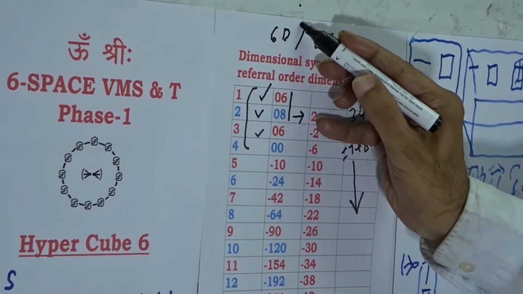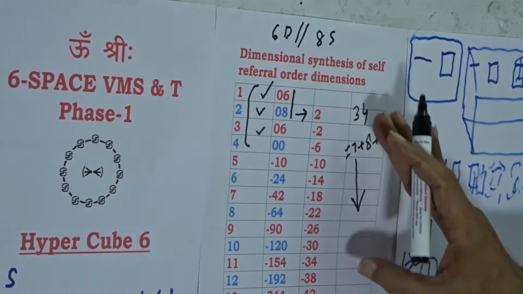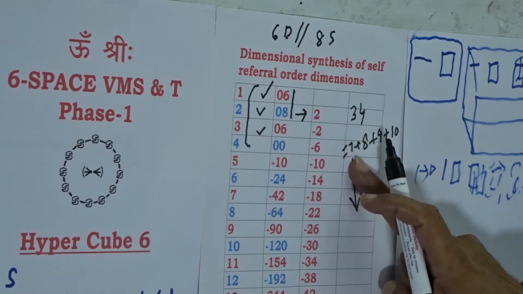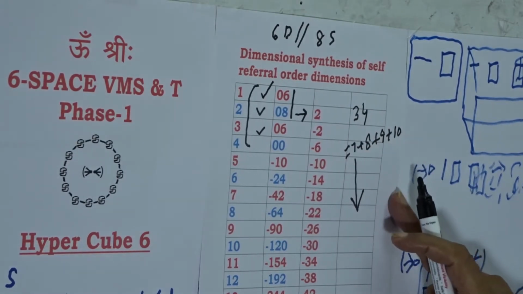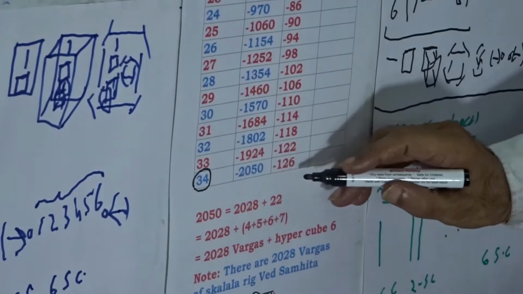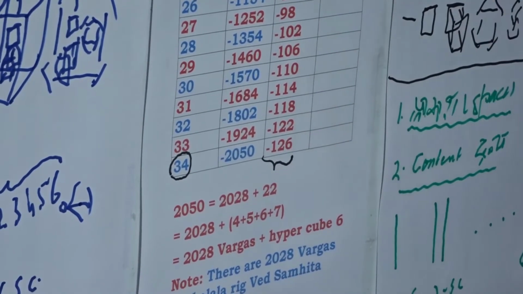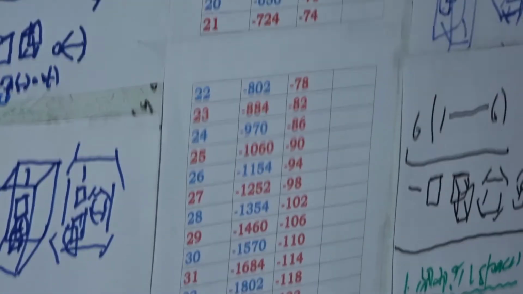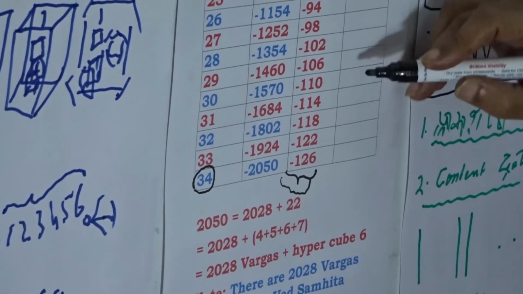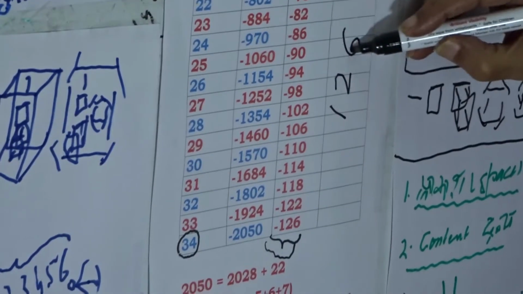Therefore, this phenomenon of dimensional synthesis of self-referral order with as a step will take us to firstly the 7th space in the role of a dimension. And when we'll reach at these 34 steps, then the end reach value will be minus 126. Means here the difference value is minus 2, like that. So the end difference value will be minus 126. And we know there are 126 chapters of a Vishnu Puran.